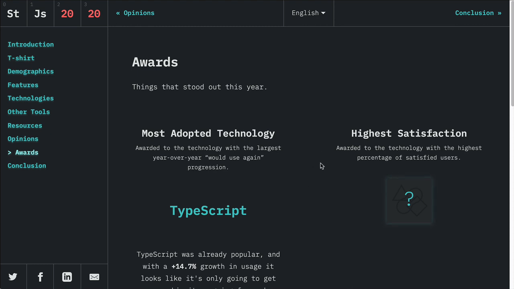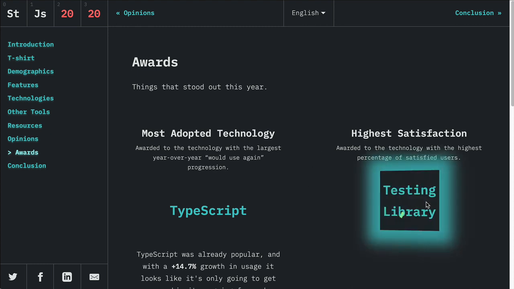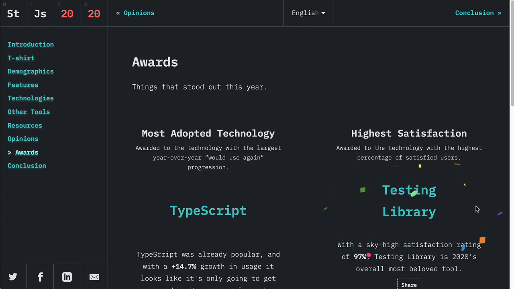Now, highest satisfaction. This one I have not looked into yet, and I need to. I've used some other testing libraries, Mocha and Jest specifically. Jest has pretty high satisfaction ratings, but Testing Library received the highest satisfaction. So I need to look into that and learn some more about that.